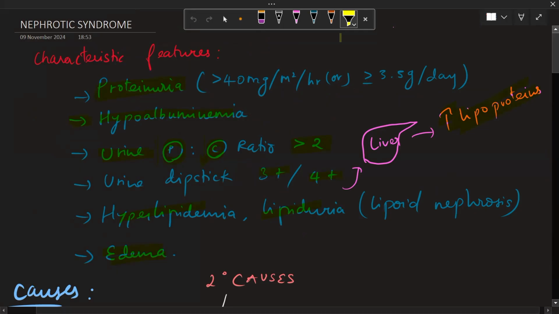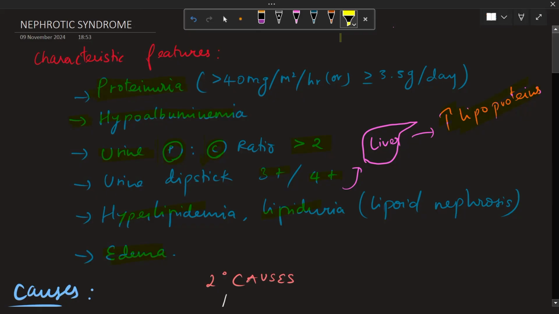And the first most important cardinal feature, the hallmark feature, is proteinuria, which is significant proteinuria. When compared to nephritic syndrome, the proteinuria will be on the higher side in nephrotic syndrome. That is more than 40 mg per meter square per hour or more than or equal to 3.5 gram per day. But in nephritic syndrome, the protein loss will be less than this. This high range of proteinuria in nephrotic syndrome is called nephrotic range proteinuria.